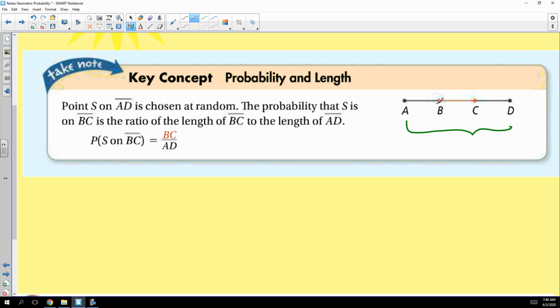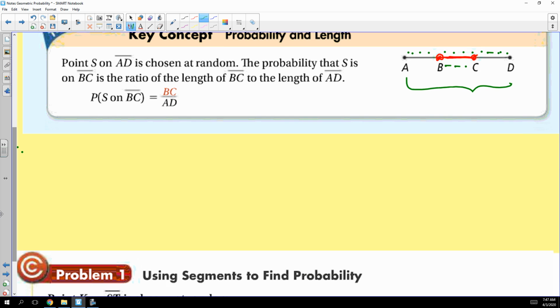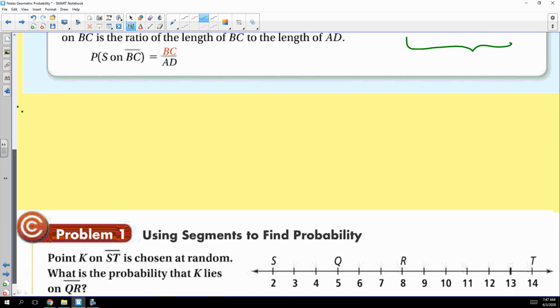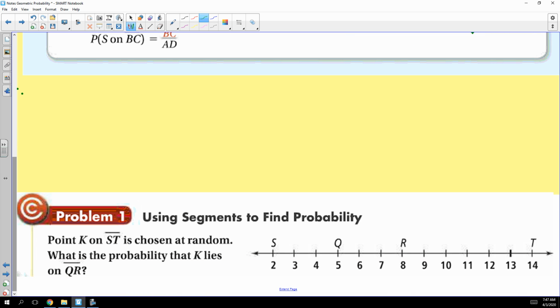So here's BC, starts at B, ends at C, all points in between. Point S is somewhere on here. We just don't happen to have any idea where, right? Okay, and if we want to know the probability that S lies on segment BC, then what we're going to do is we're going to say the length of BC divided by the length of AD will tell us the probability that point S lies on segment BC. All right, so same thing.